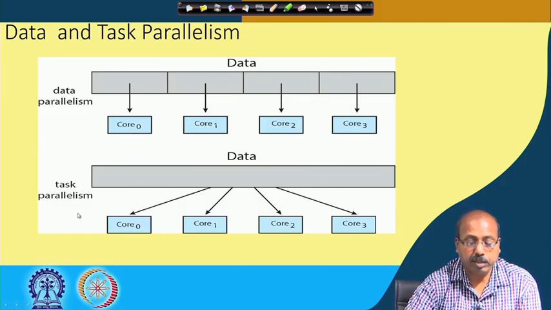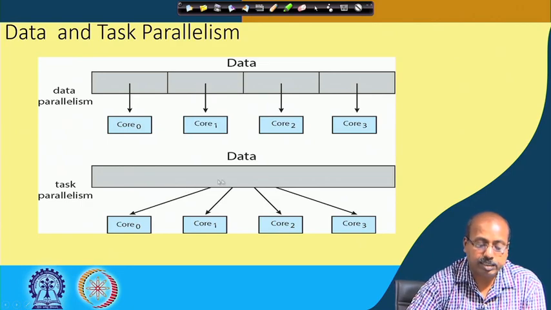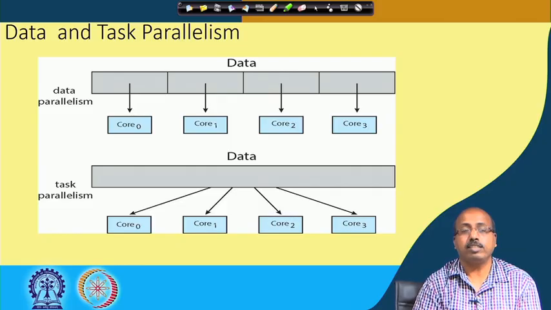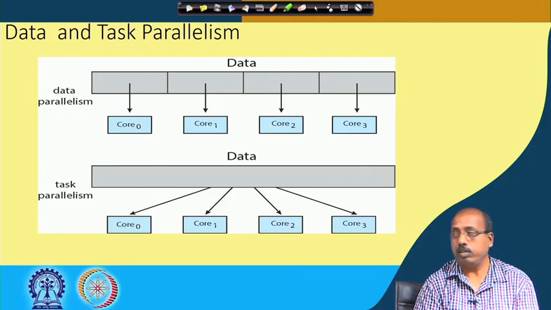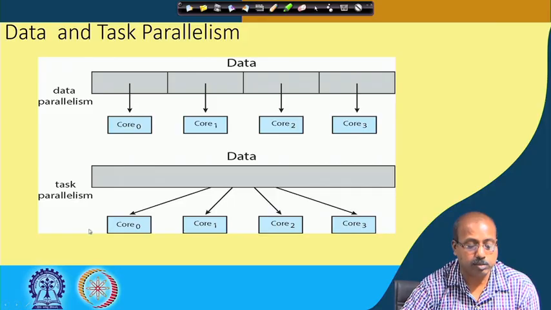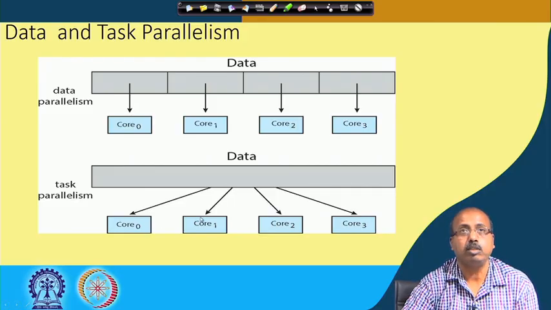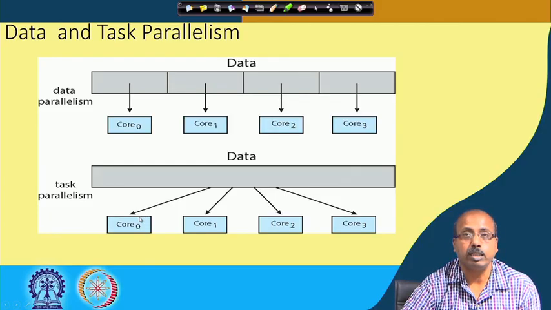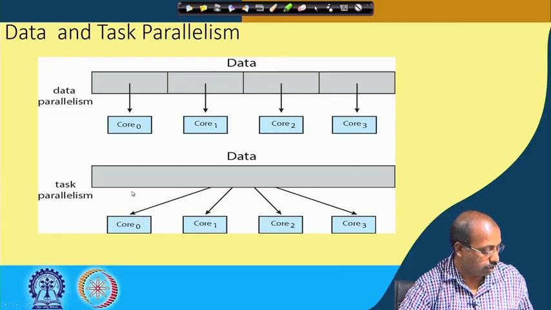Whereas in task level parallelism, the same data may be given to all the cores, or different data may be given to different cores. Both of them are possible, but the operations that they are doing are all separate. So the individual cores are doing different tasks, but the data may be the same or different. That is task level parallelism.